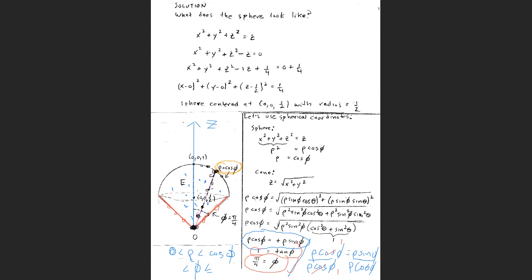Any point in the solid would have a phi between 0 and pi over 4. Okay, are there any questions on that? I mean, the phi, right? Phi is measured from the positive z-axis. That's how phi is measured. What would the value of phi be for points right here? What's the value of phi for that big blue point that I'm highlighting?